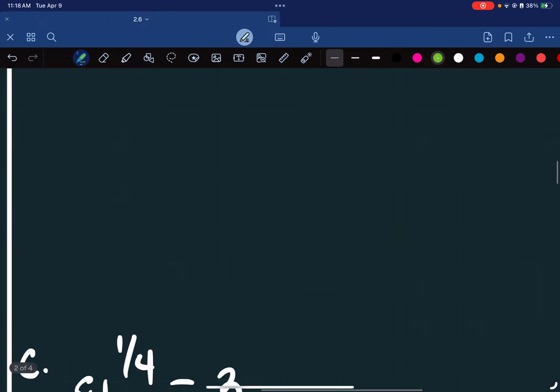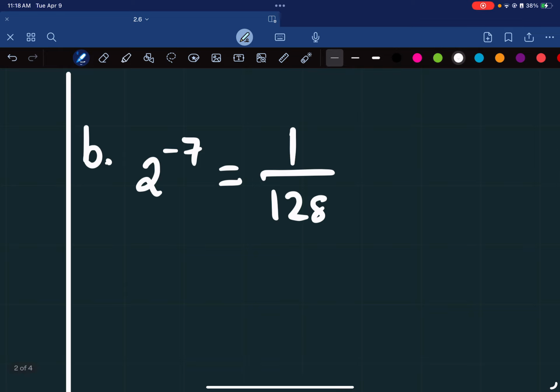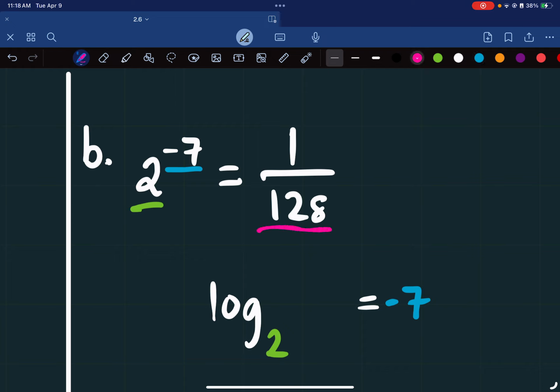Next example, letter B, 2 raised to negative 7 equals 1 over 128. Same thing, you have your logarithm. The base here, which is 2, would be the base of your logarithm. Then this number right here, negative 7, becomes the number at the right hand side. And lastly, this number at the right hand side becomes the input of your logarithmic function. So that's 1 over 128. I hope you kind of get the hang of it already.